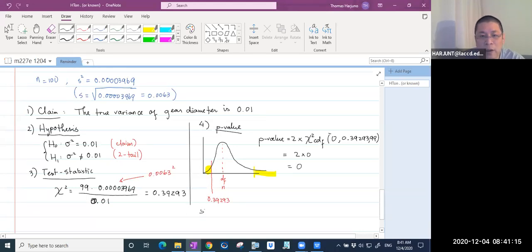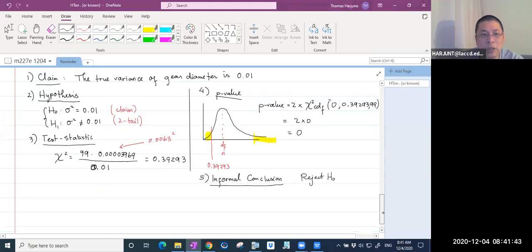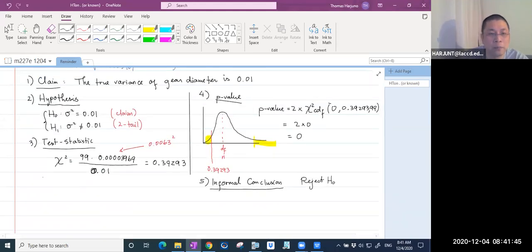Then step 5, informal conclusion. They don't tell us what's the significance level. And therefore, we assume that's 5%. But even if you make it 1%, you still come up to the same conclusion, that is reject null hypothesis. Right? Okay. Which happens to be the place where we have the claim.